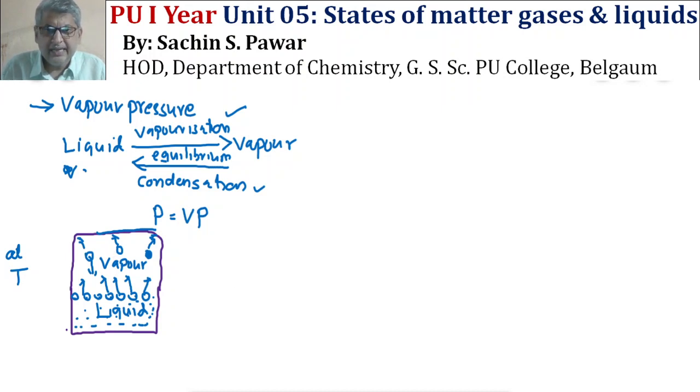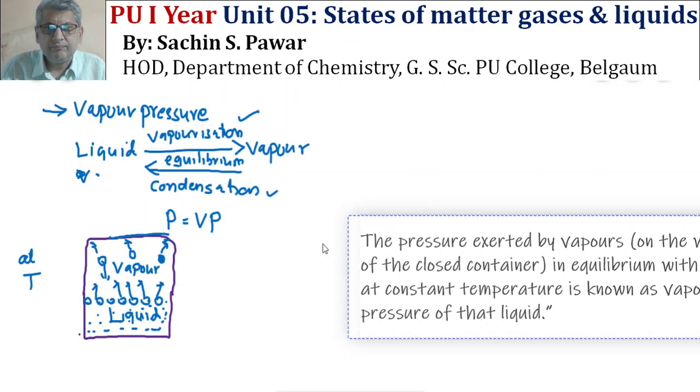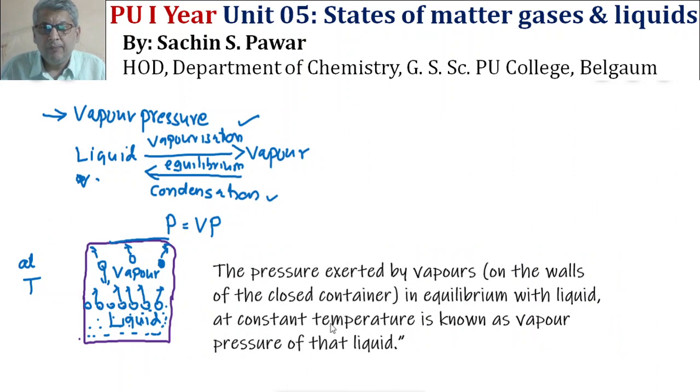So I'll take this definition. What do you mean by vapor pressure? The pressure exerted by the vapors on the walls of the container in equilibrium with the liquid. They should be in equilibrium with the liquid. When they are in equilibrium with the liquid, they exert pressure. I hope you have understood. The pressure exerted by the vapors in equilibrium with the liquid.